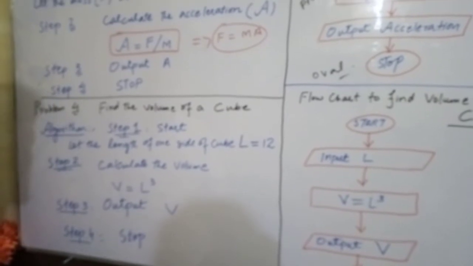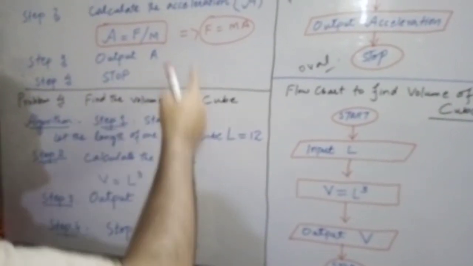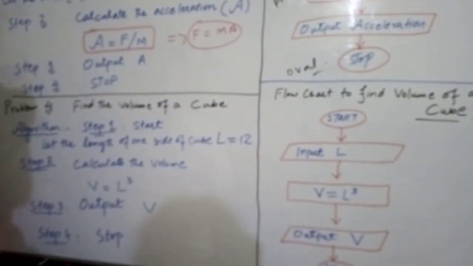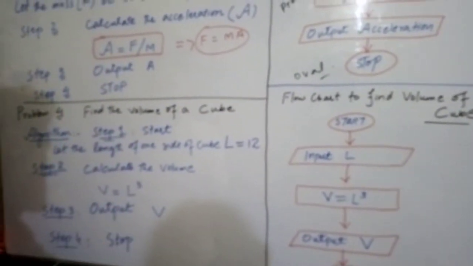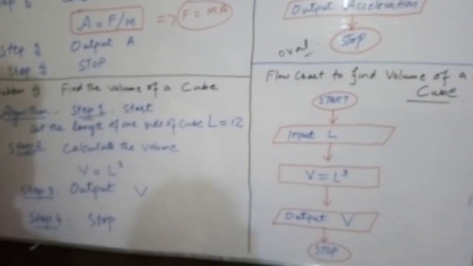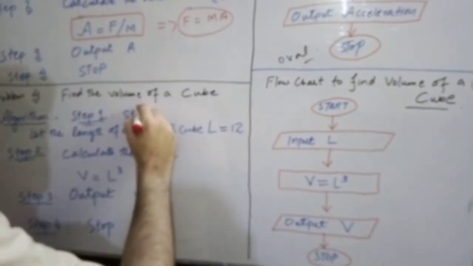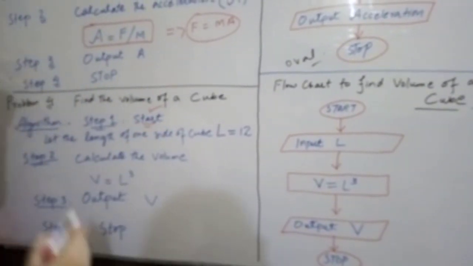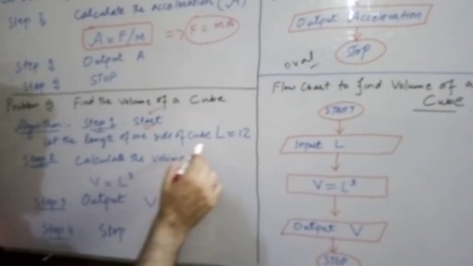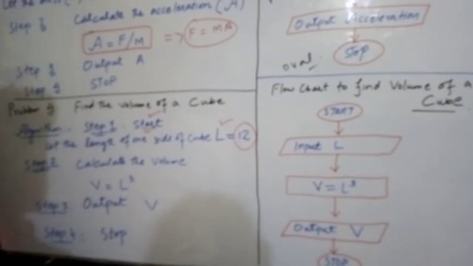Now let's see problem 4. Find the volume of a cube. It is also on page 13. To find the volume of a cube, first of all we have to write the algorithm. Algorithm step 1, start. It is always start. Let the length of one side of the cube L be 12. We suppose any numerical value.